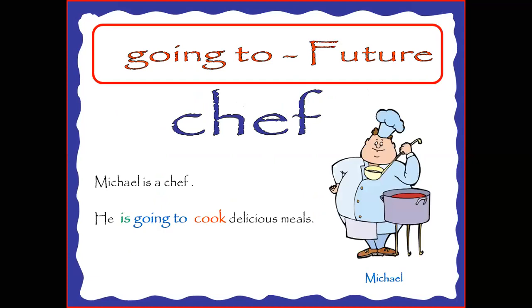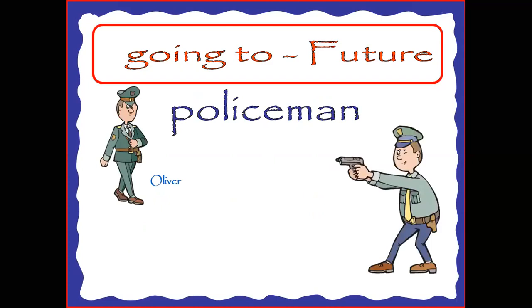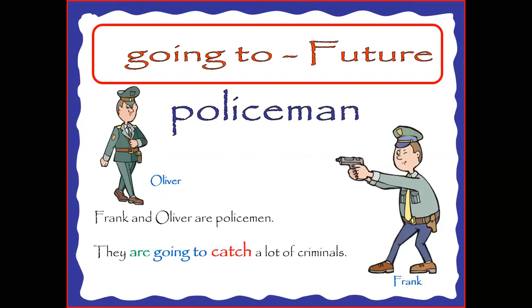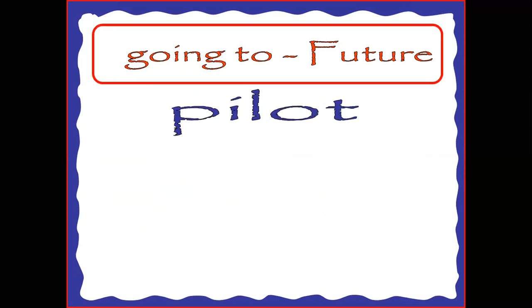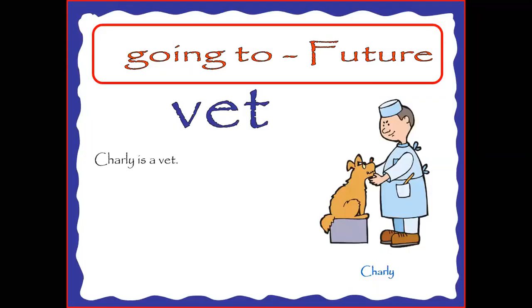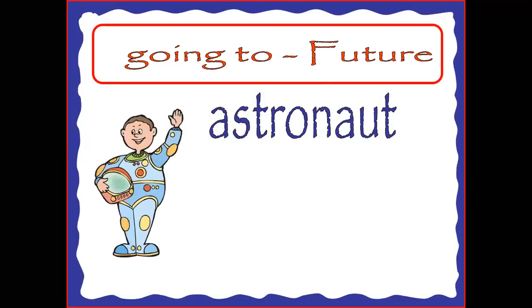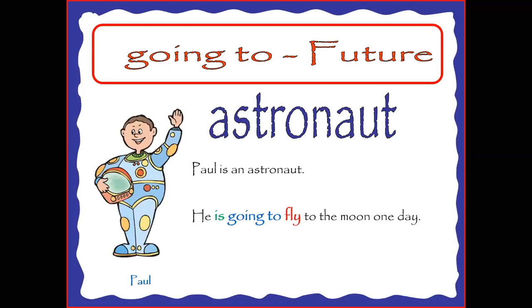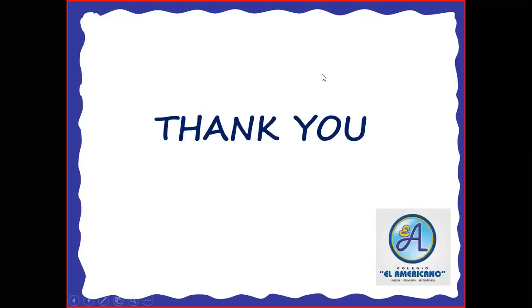Here you have Michael's a chef. He's going to cook delicious meals. Oliver and Frank are policemen. They are going to catch a lot of criminals. William's a pilot. He's going to fly to every place in the world. Another example, Charlie's a vet. He's going to take care of animals when they are ill. And another, Paul is an astronaut. He's going to fly to the moon one day. Okay? This is about affirmative. Remember, going to using affirmative.